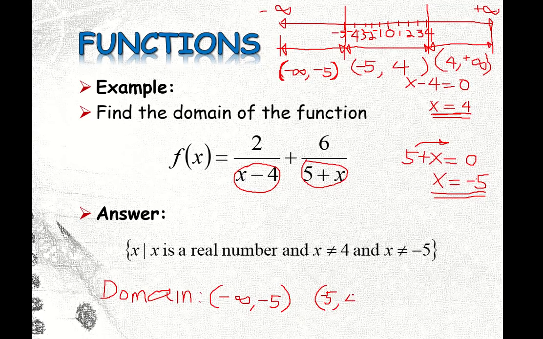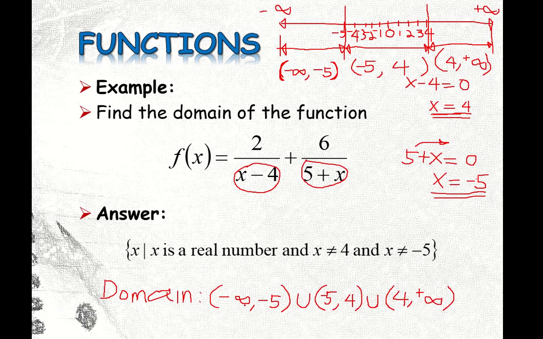This is the ordered pairs, and the other one is 4 positive infinity. So plus infinity. Okay, so we have to combine all of them. So we have to use this symbol, union. Okay. So the domain is the union of all these sets here.